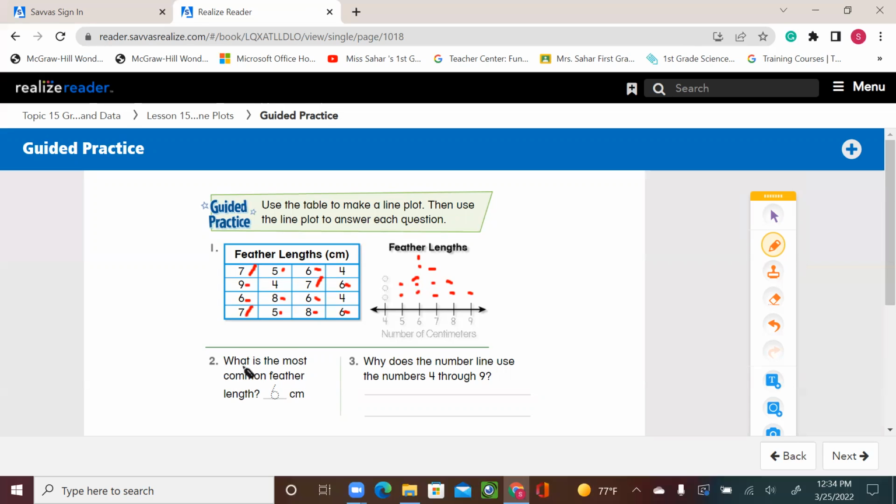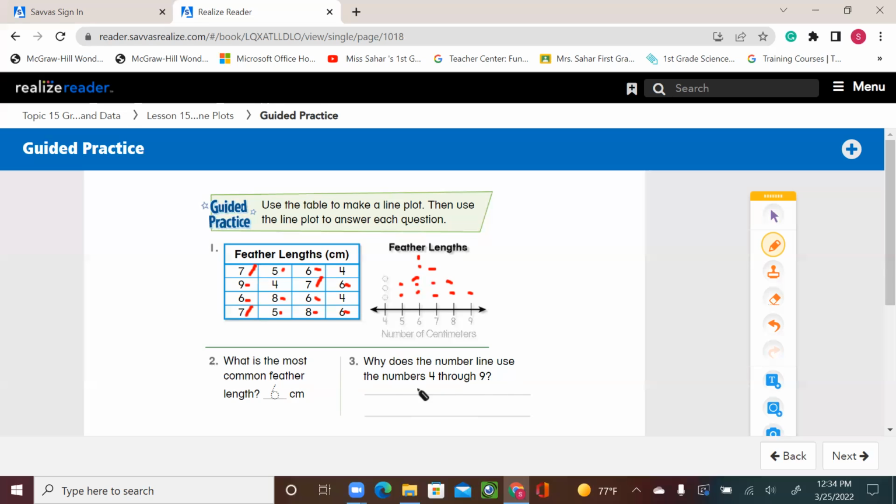Question number 2. What is the most common feather length? The most common feather length means the feather that gets more than one dot. So let's count. I see that the feather that measures 4 was only 3. The feather with 5 centimeters was only 2, and then the feather that was 6 centimeters, I have the most, so it's 6 centimeters.